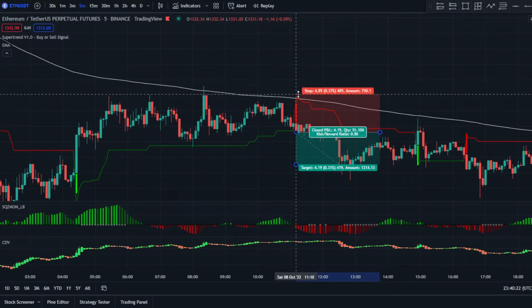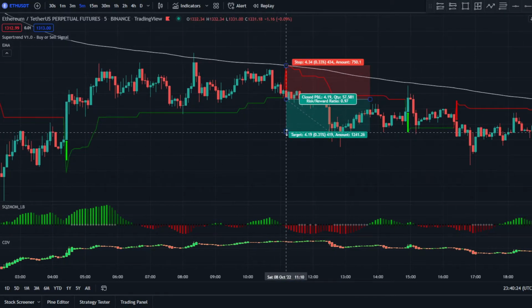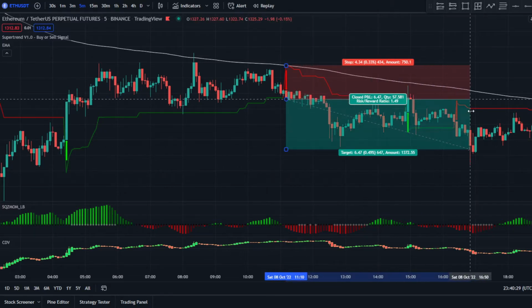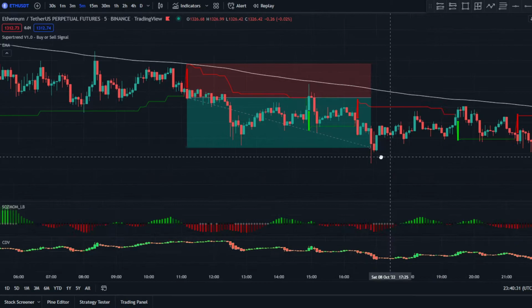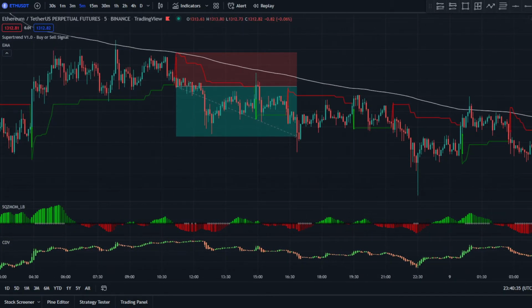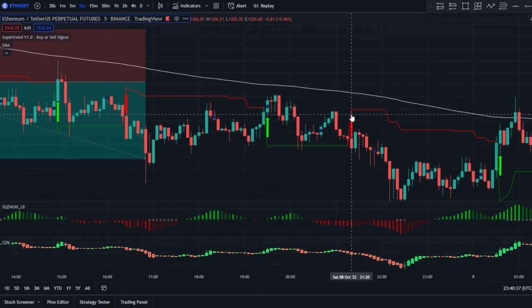So there's a winning position, stop loss at the EMA, and you take a 1.5:1. You guys can also take a 2:1 risk to reward ratio. It doesn't really matter, it just profits the same. So here we have another trade.